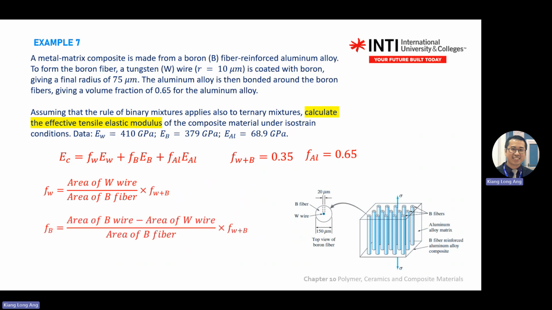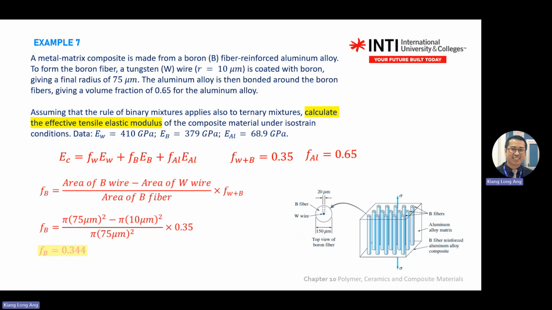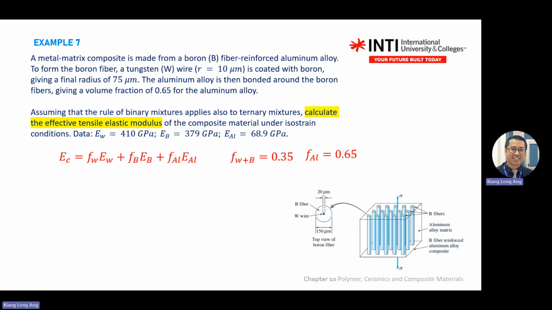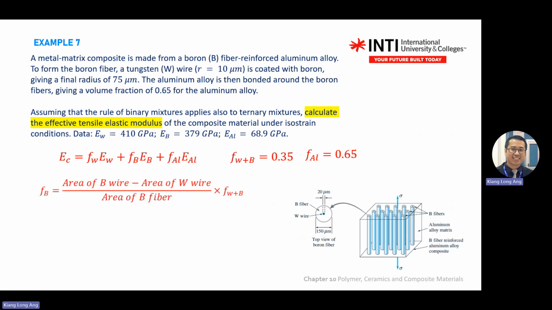This one you know how to find the ratio of this blue dot here. Once you find it, the fraction will be 6.2 times 10 power 3. This ratio is very, very small. So you find what is FB. FB is a lot, right? Or when you find the W, you take 35% minus this one. It's the same.